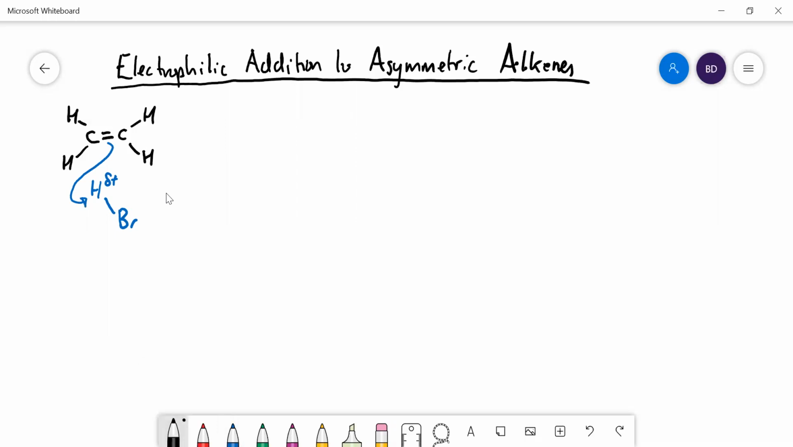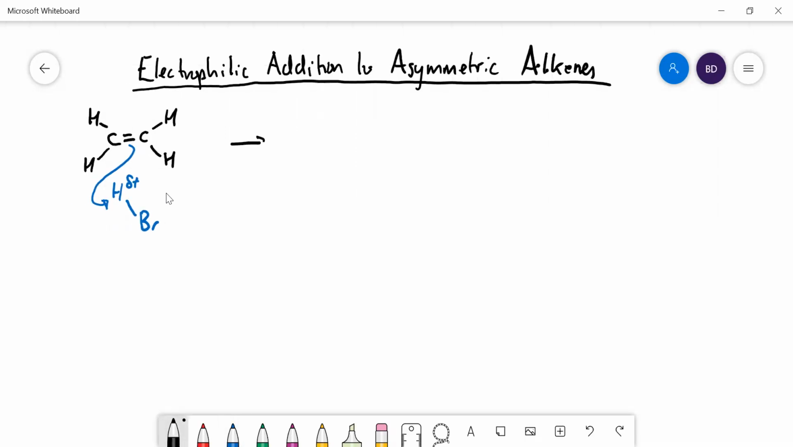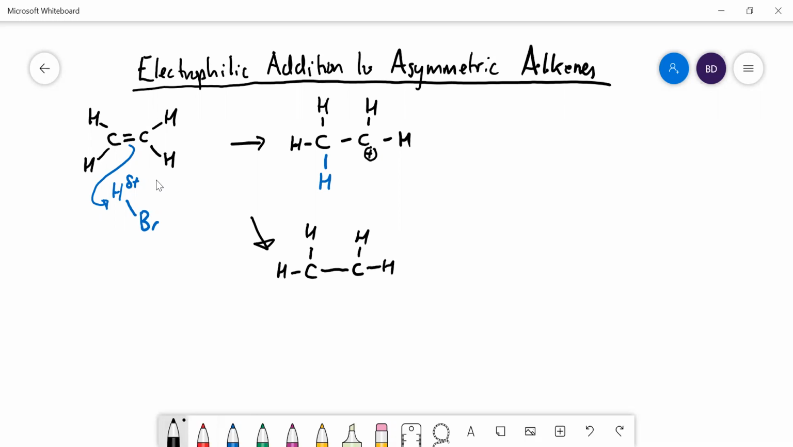Now, what happens is we could say, right, the hydrogen could stick to that carbon, in which case we would have that one being the carbocation, or equally, it could have gone to the other one. It could have gone to the one I've drawn on the right, in which case the other carbon would be the carbocation.